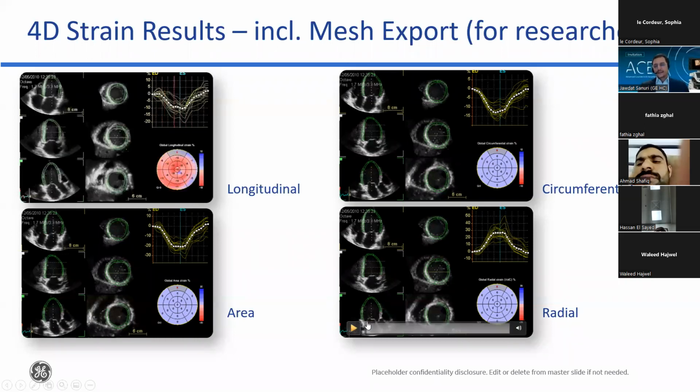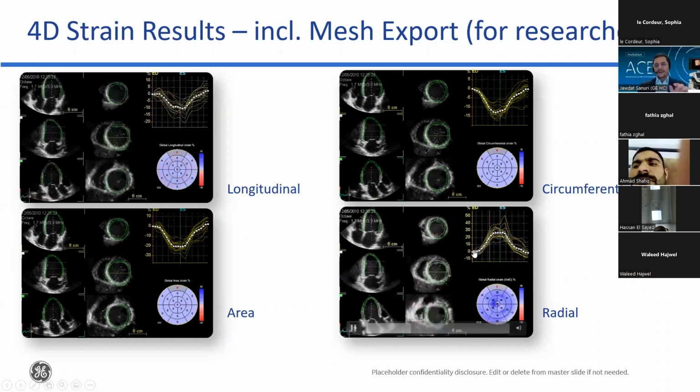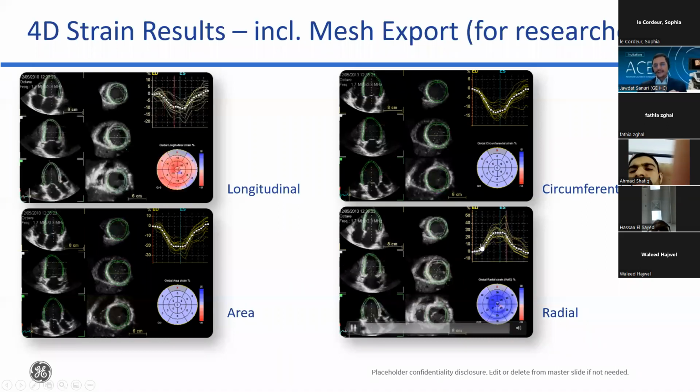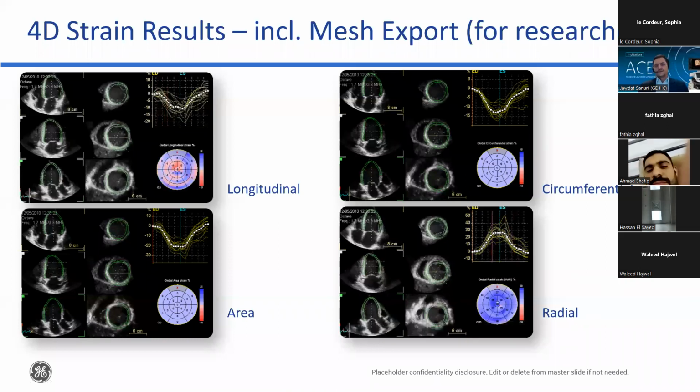And of course, because the original thickness during diastole, at end diastole, is very low, you will see the actual value of the radial strain is very high. You can see values as high as 50 or 70% for radial strain, which is also normal for a normal patient.